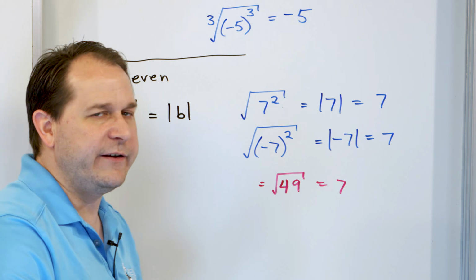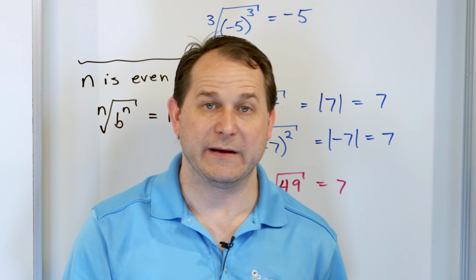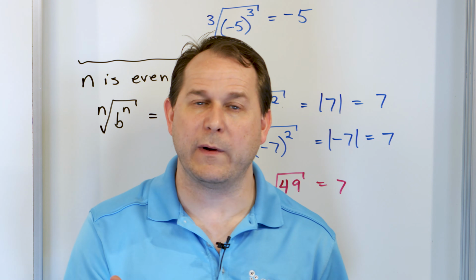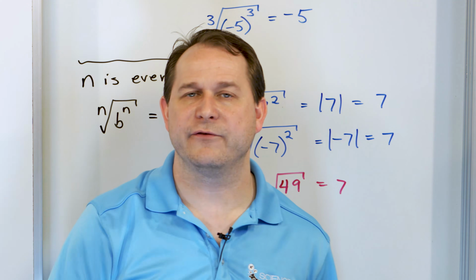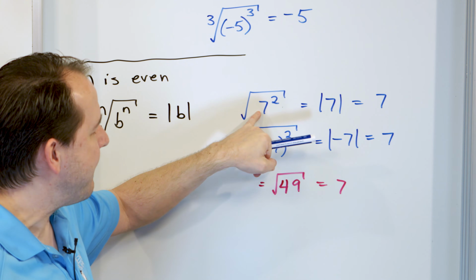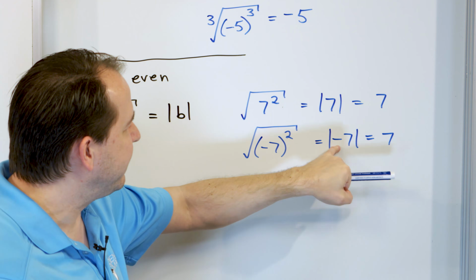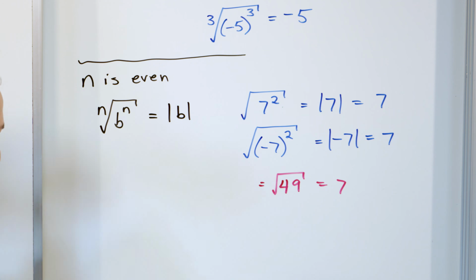So the way to think about it is when you're canceling a square root with a square, because n is even, go ahead and cancel it, but take the absolute value of what's left over. That's the shortcut way. Here, in this case, it just happened to be positive. We still take the absolute value, we still get 7. Here, it happened to be negative. We take the absolute value, and we get the 7.